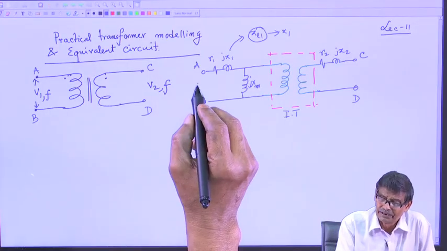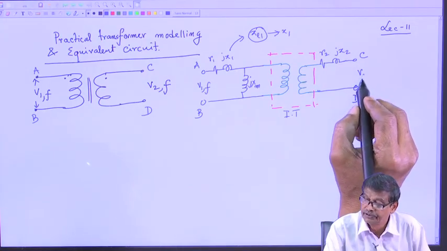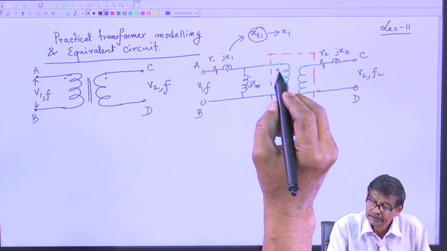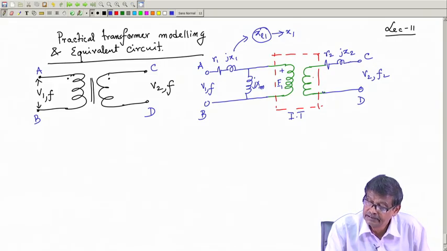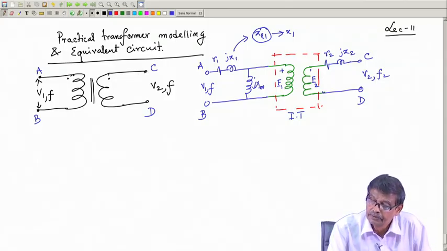And then we have seen this is V1, f1 and this is V2, f2. What is this voltage? This is your E1 and this is your E2. Mind you, there is now a distinction between E2 and V2, similarly E1 and V1, these two are different.